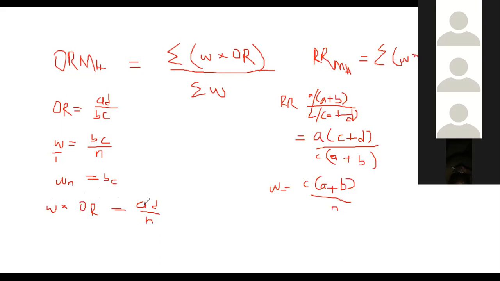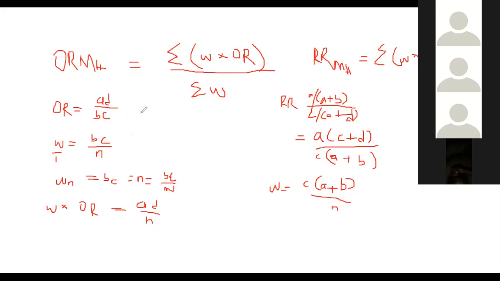I don't know if you understand now. AD over N. If you write this, N is equal to BC over W. So when you have the W here, you can substitute: W comes here instead of this, and you just put N here. The BC you replace with WN.